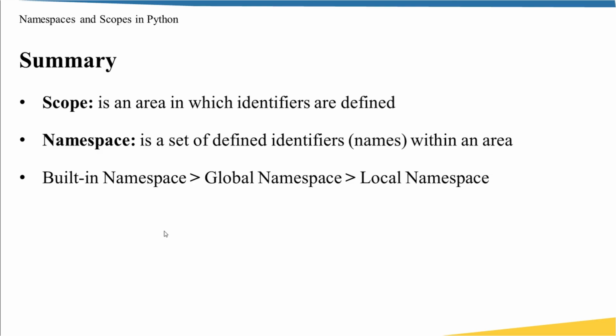And by larger here, I mean anything available in the built-in namespace is available in any global namespace. And anything available in a global namespace is available in all local namespaces.